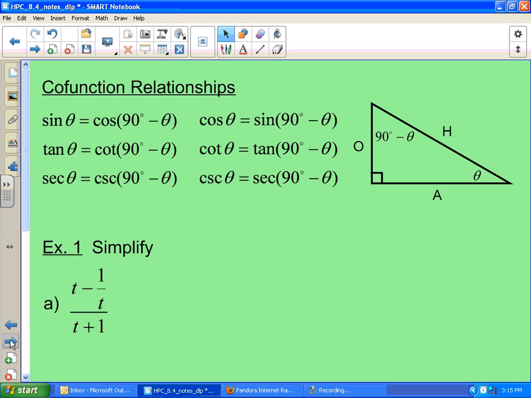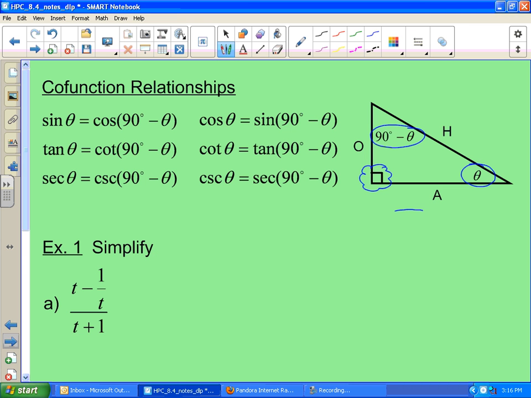One more discussion on relationships is this idea of a cofunction relationship, also known as a complementary relationship. And here we have our right triangle. This right triangle is made up of 2 acute angles, theta, and then some other angle that would have to be 90 minus theta, because all 3 angles of the triangle add up to 180. We already have a right angle, which means that's 90 degrees. The other 2 have to add up to 90.